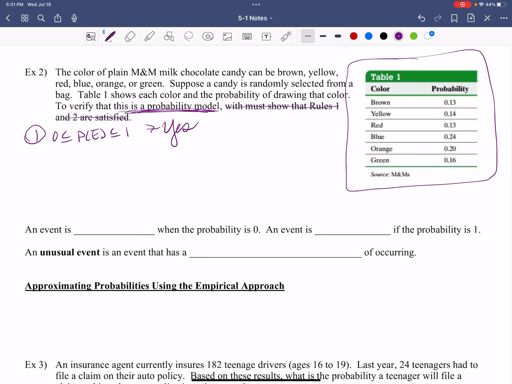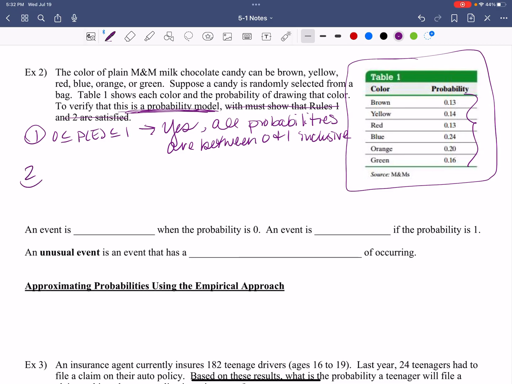Ooh, that moved around, so it got a little wonky on me, didn't it? That's supposed to be an arrow, but it doesn't really look like it. Yes. All probabilities are between 0 and 1 inclusive. Now, the inclusive is the key because people forget you can have 0 and you can have 1. Now, this one doesn't have that scenario, but you could, right?